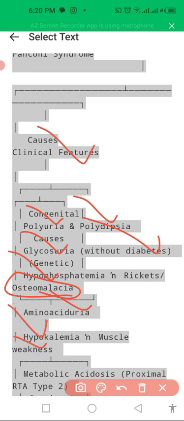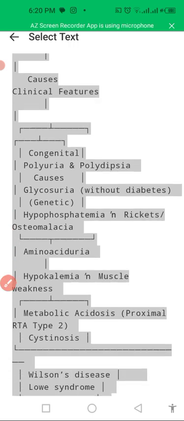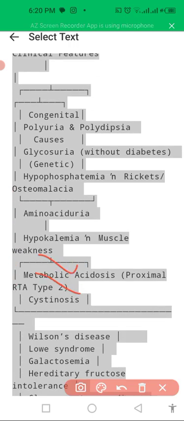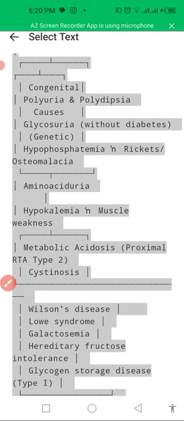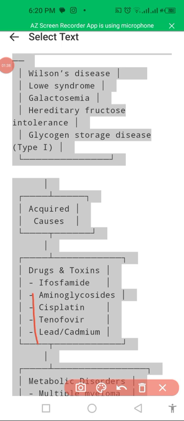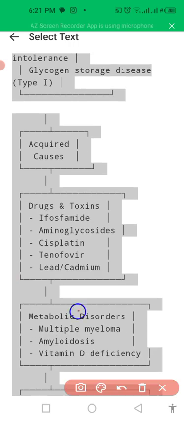Hypokalemia will be there, which leads to muscle weakness, and there will be metabolic acidosis and proximal renal tubular acidosis type 2. It is associated with Wilson disease and certain other diseases as well, which are noted here. Certain other associations are drugs and toxins; these can also cause Fanconi syndrome. Metabolic disorders involved in Fanconi syndrome include multiple myeloma, when Russell bodies are found, amyloidosis and vitamin D deficiency. That's why rickets is there in Fanconi syndrome.